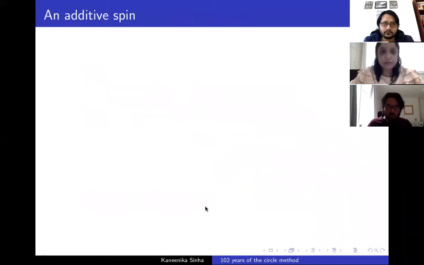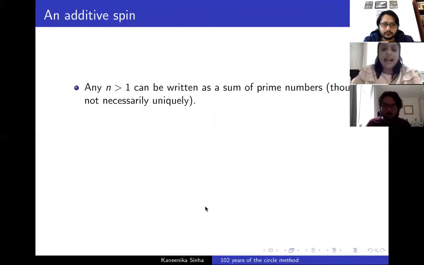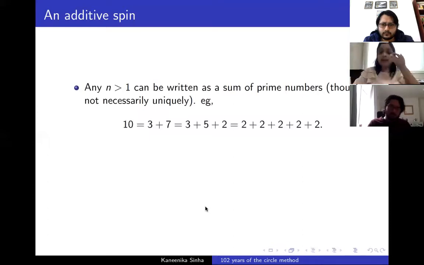Now, what we do is we give an additive spin to this question. Any n greater than 1 can be written as a sum of prime numbers. It's not too difficult to see that, though not necessarily uniquely. So for example, if you have 10, you can write it as 3 plus 7. You can also write it as 3 plus 5 plus 2. And you can write it as 2 plus 2 plus 2 plus 2 plus 2. So uniqueness is neither true here nor is it needed.